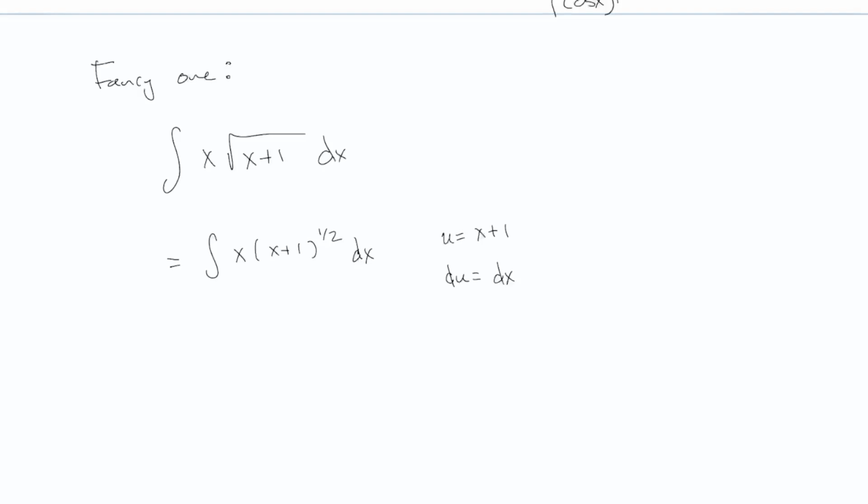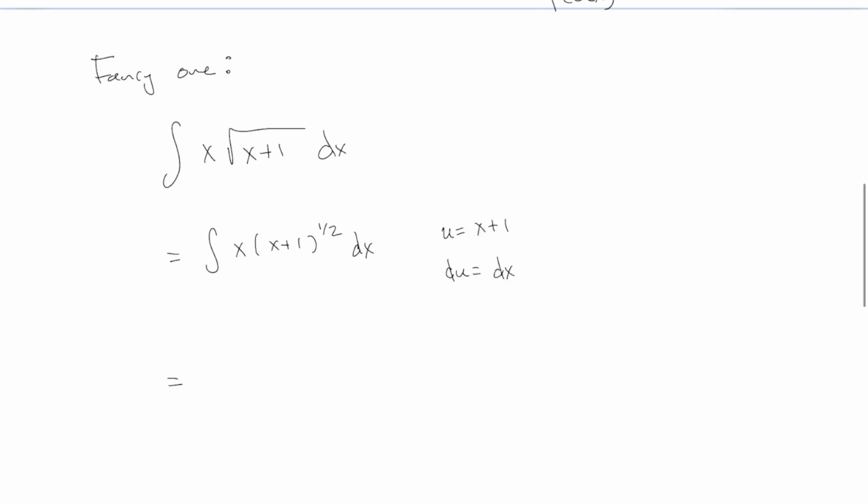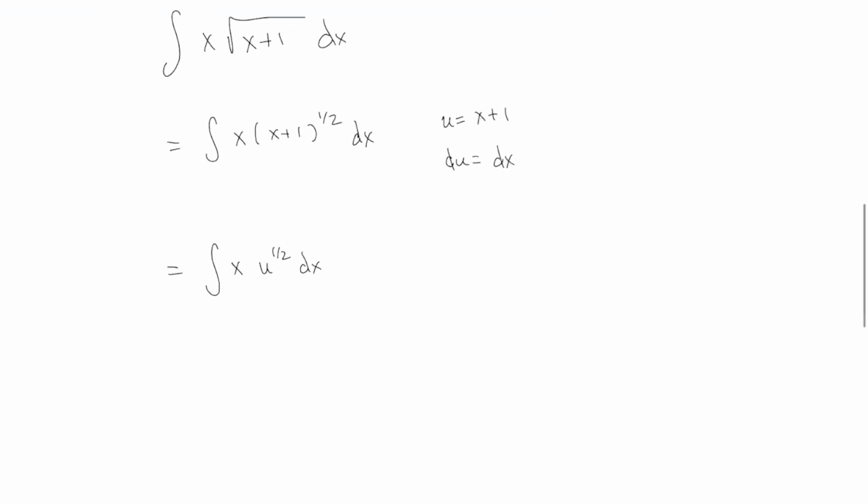Okay, what's next? Now we try to make the substitutions. As usual, I would begin by just putting the u where it goes. So this will say x u to the 1/2 dx, right? And now is the point at which things have to get a little fancy. I see x, u to the 1/2, and dx.